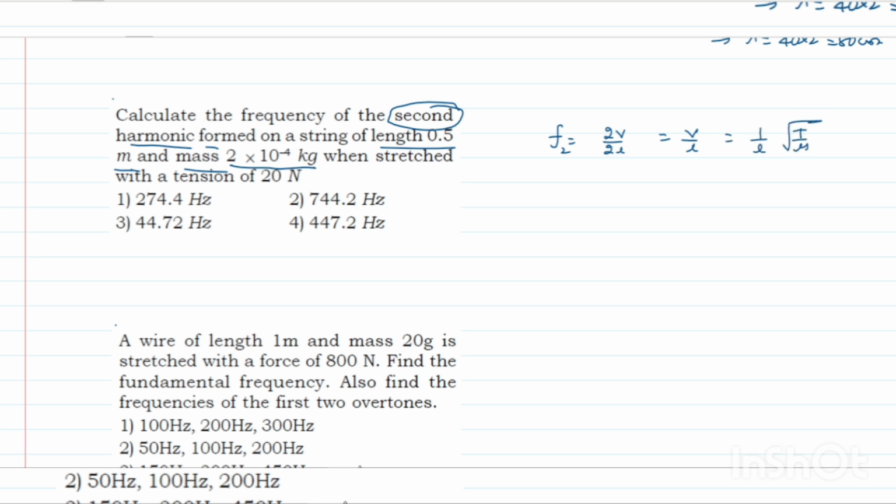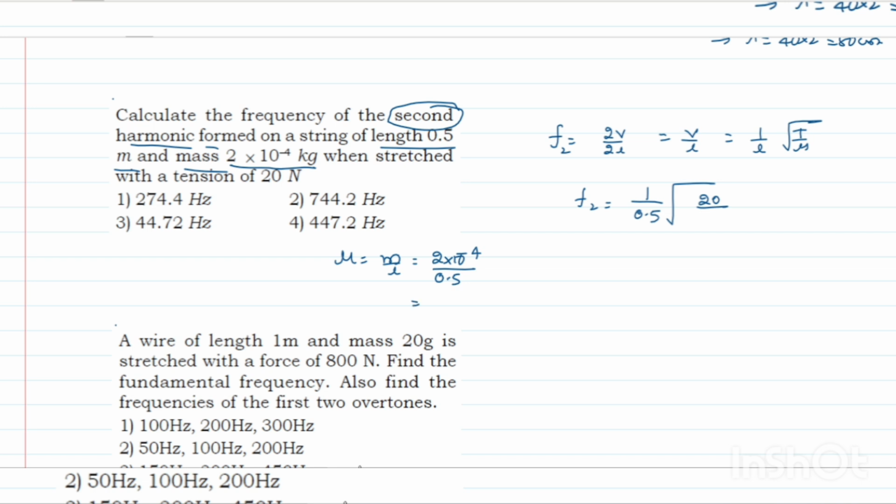For two segments you take 2V by 2L. For P segments you take PV by 2L. So F2 will be 1 by length, the length being 0.5 meter, into root over the tension, 20 newtons, by mu, in the sense linear mass density. Linear mass density is mass per unit length, and here mass is 2 into 10 power minus 4 kg by length 0.5 meter, and you can rewrite 0.5 as 1 by 2.